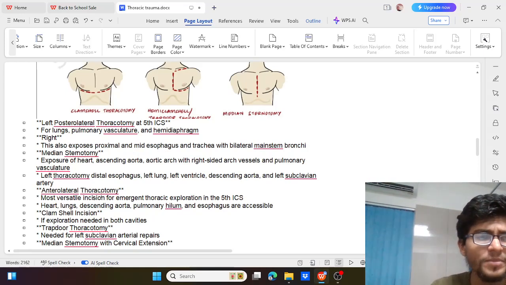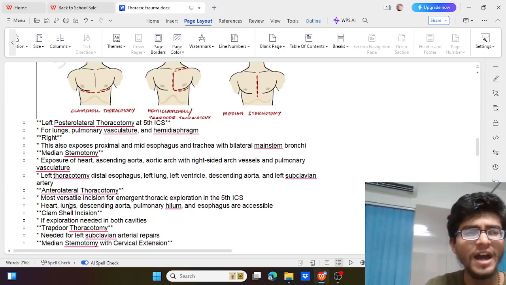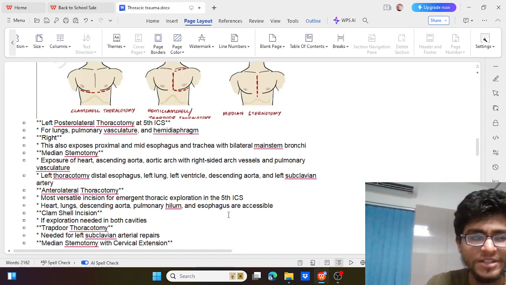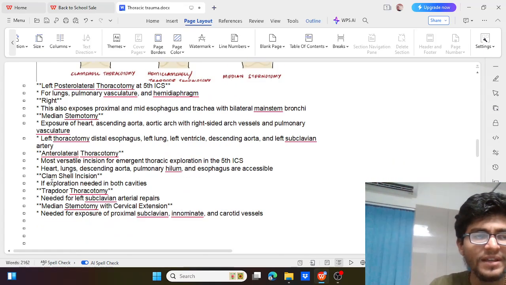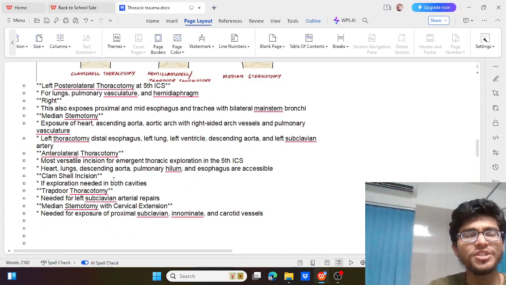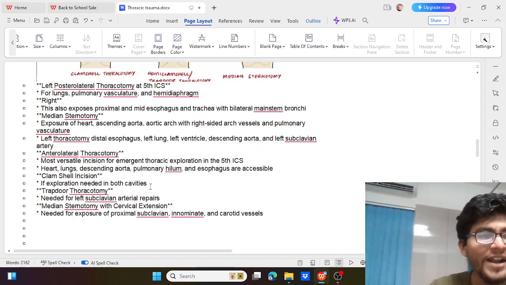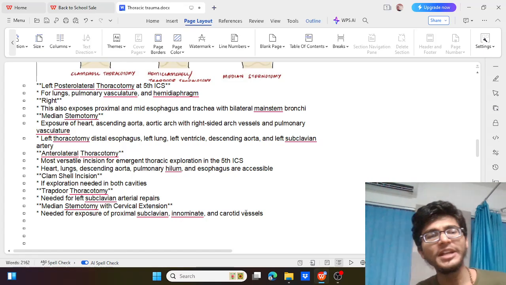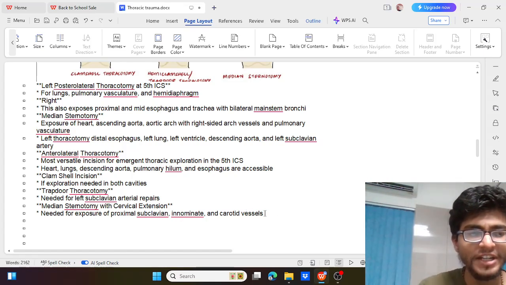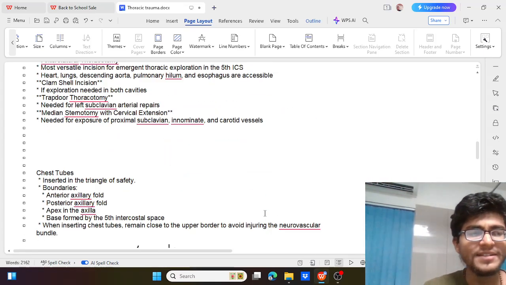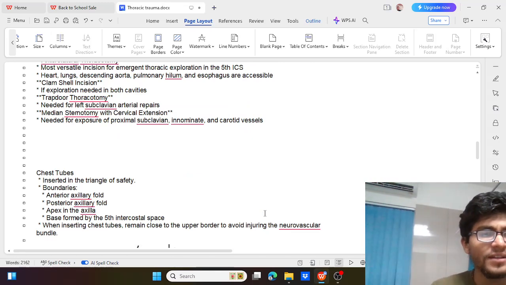Then anterolateral thoracotomy, which is already discussed, will give us heart, lungs, descending aorta, pulmonary hilum and esophagus. So we can manage these injuries. Then clamshell for exploration of both cavities, mainly heart and mediastinum. Trapdoor thoracotomy, also known as hemiclamshell, for left subclavian artery repair. And median sternotomy can also be done with cervical extension, extending to the neck for proximal subclavian, innominate and carotid vessel exploration and repair. So these are some of the accesses for chest thoracotomy.